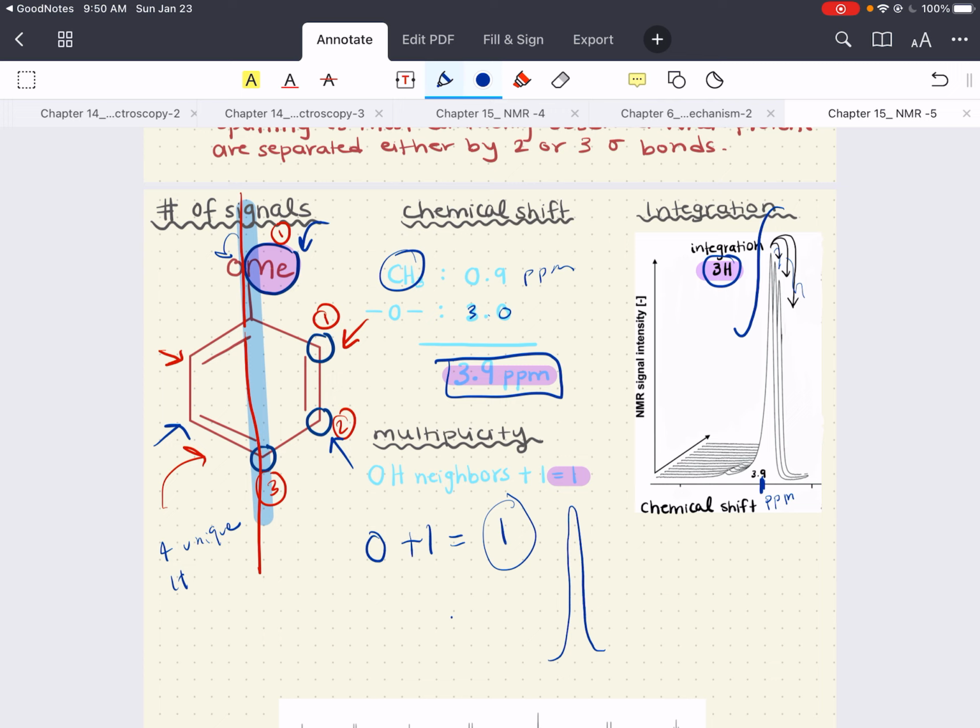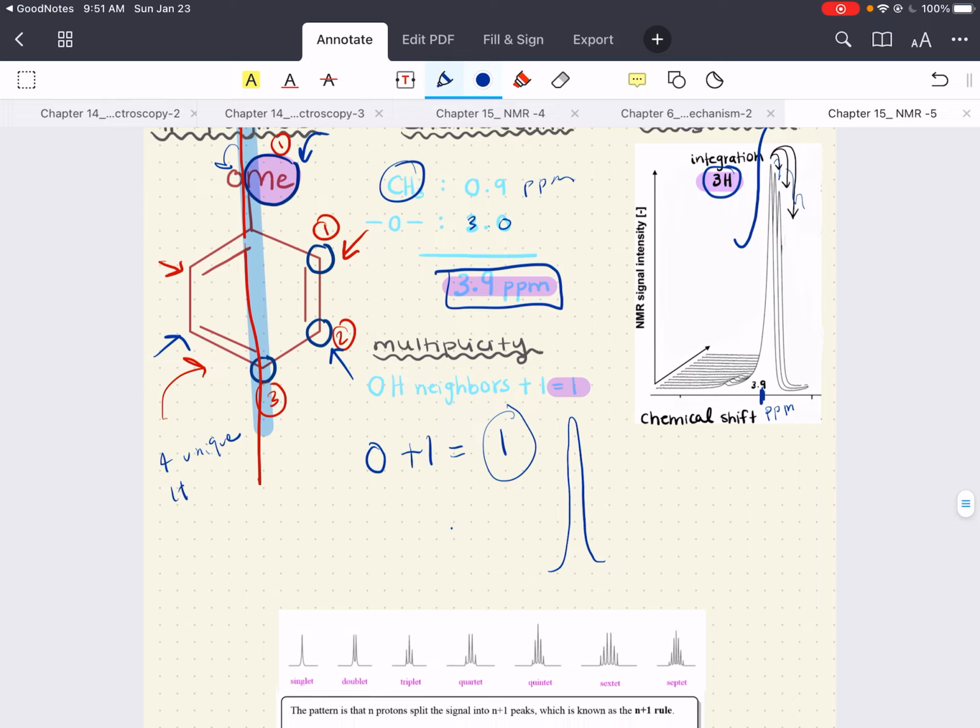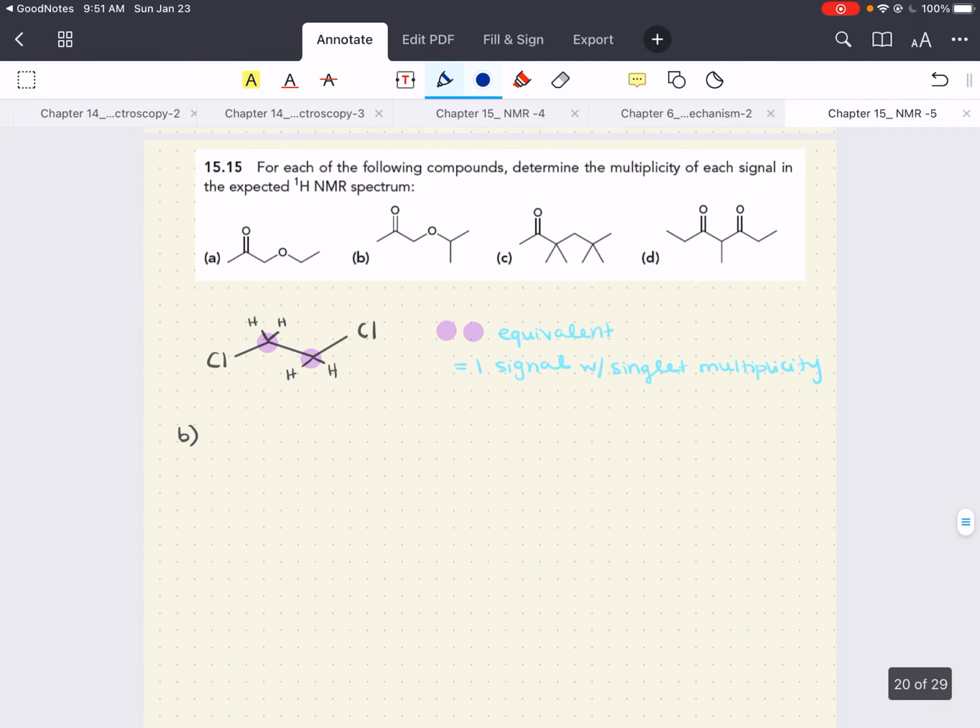So that's how we put all these pieces together. Number of signals: we focused on one group just to demonstrate. We calculated the chemical shift. Where is this signal going to appear on the NMR? What is its multiplicity? Is it going to have peak splitting because of neighboring hydrogens or not? And then the integration. Fantastic. Let's do a couple more problems.